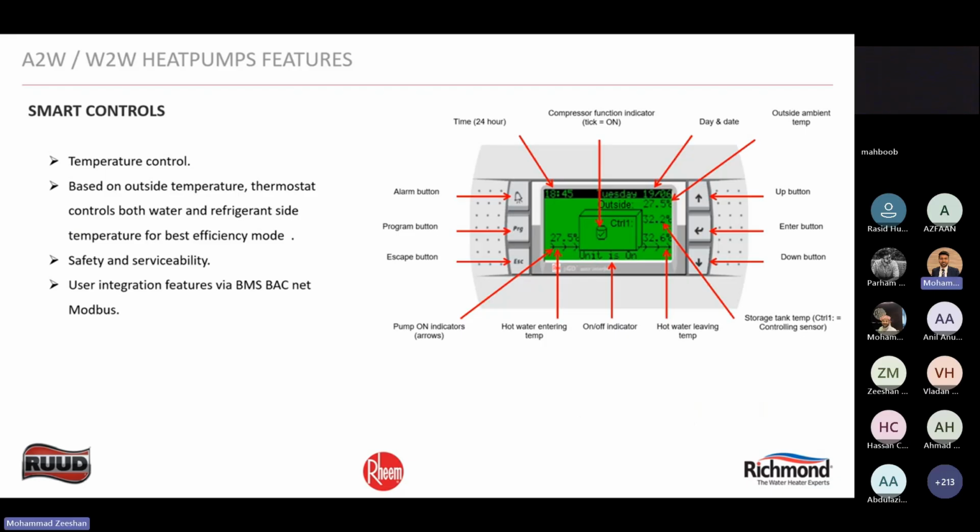Some of the features of the controller: you can again set the temperatures based on the outside temperature. The thermostat can control both water and refrigerant side temperature. There are a lot of safety features like high pressure switch and low pressure switch. If there is a low flow of water into the heat pumps, it triggers an alarm as well as trips the system, and gives an indication to the end user to go and check what has happened. Also, it can connect to BMS through BACnet or Modbus.